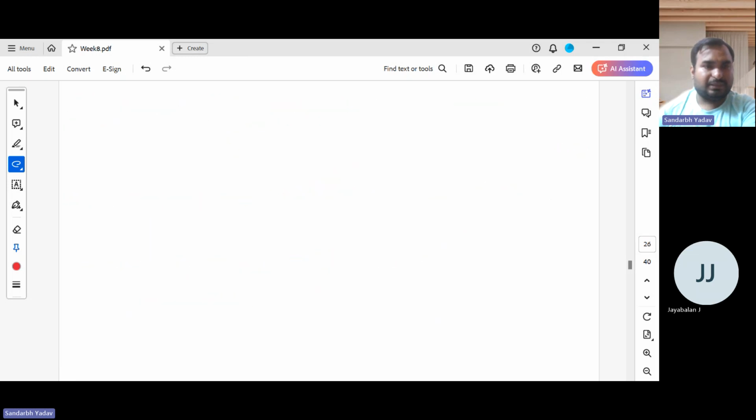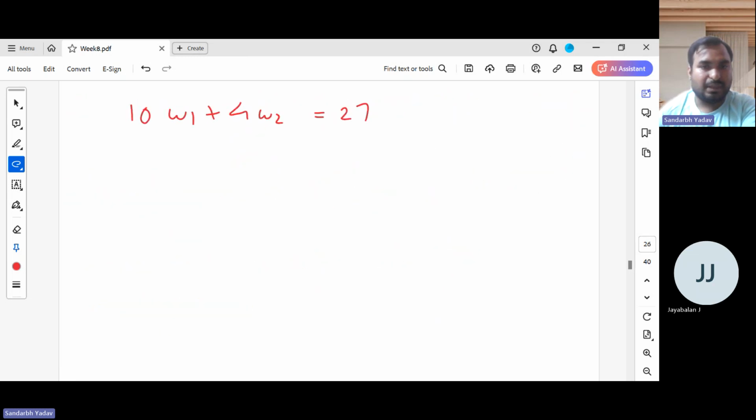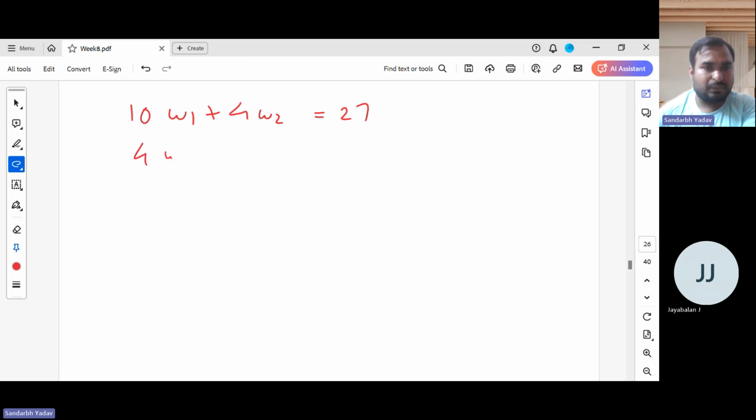So let me write it on this slide. 10 W1 plus 4 W2 is equal to 27. And the second equation is 4 W1 plus 4 W2 equals 9.